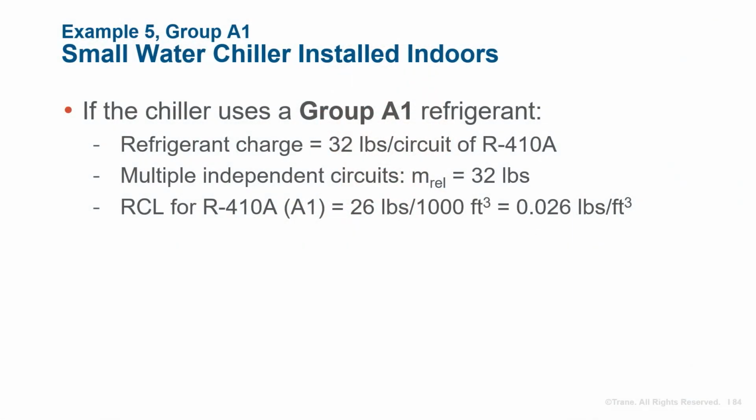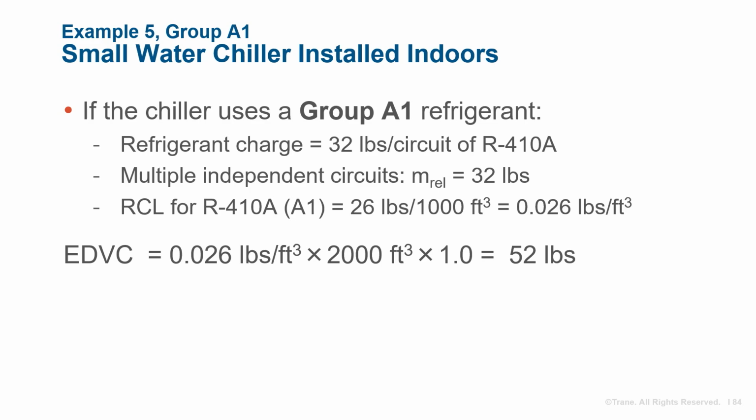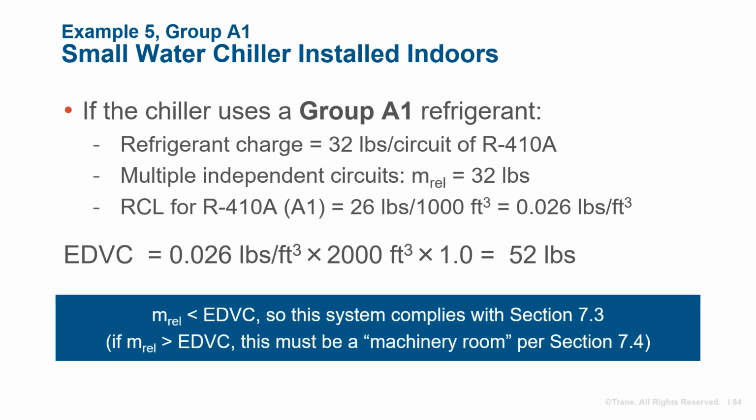Each of the chiller's independent circuits contain 32 pounds of R410A. Per section 7.3, the EDVC is calculated to be 52 pounds. In this case, the releasable charge of 32 pounds is lower than the EDVC, so the system complies with section 7.3. Note that if the releasable charge had exceeded the EDVC, then according to section 7.4, this mechanical space would have to meet all the requirements of a machinery room.